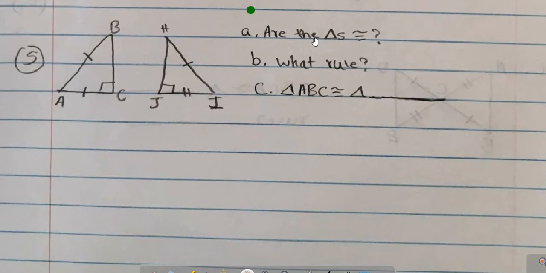All right, let's take a look at this one. Now, it first asks, are these triangles congruent? Now, remember I've introduced 4 rules so far. Side, side, side. Side, angle, side. Angle, side, angle. And angle, angle, side.